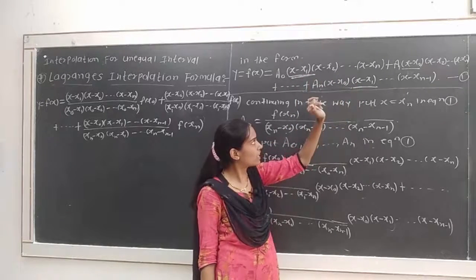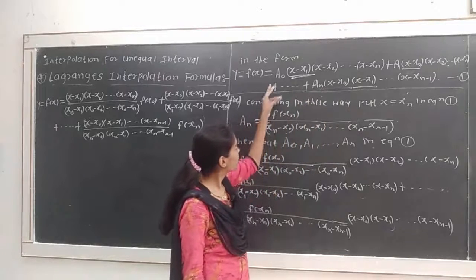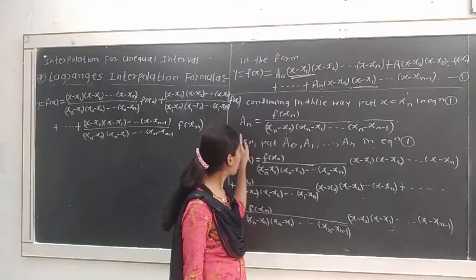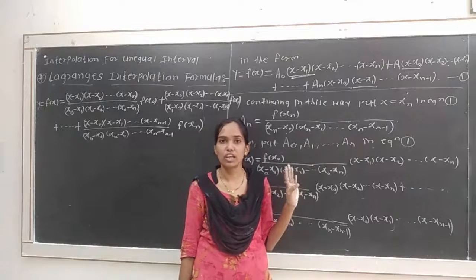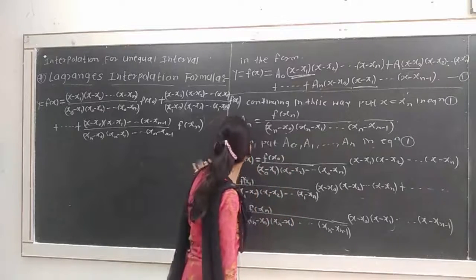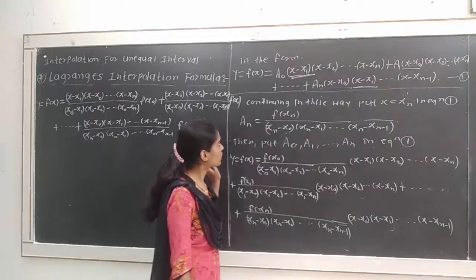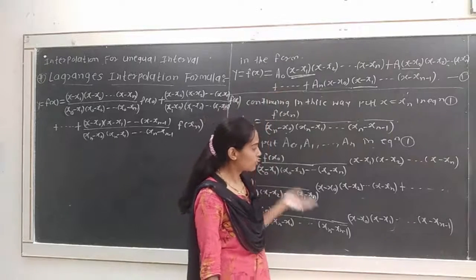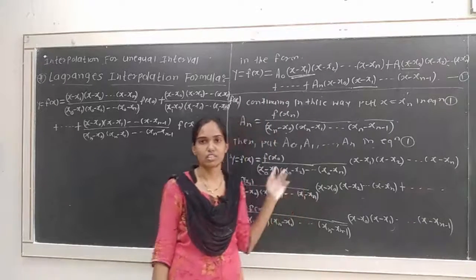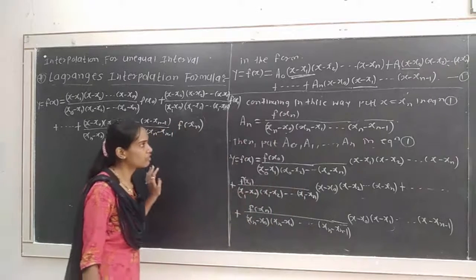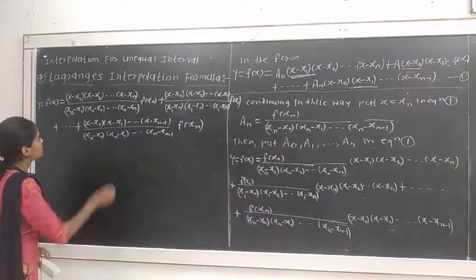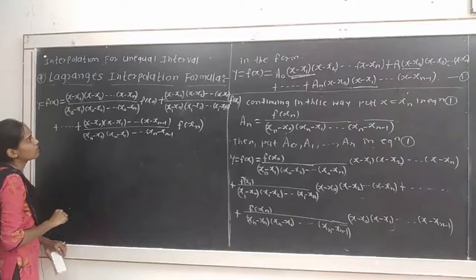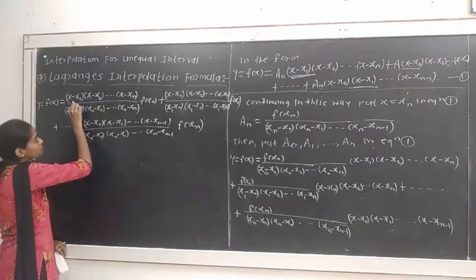Similarly for the other terms of this polynomial, we find a0, a1, a2 up to an by putting x = x0, x = x1, up to x = xn. Then we put those values again in equation number 1 to get the formula. This is a very easy method to obtain the formula.